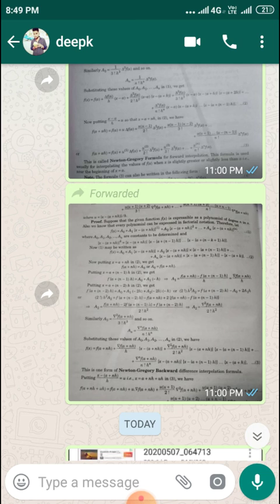Putting (x minus (a plus nh)) upon h equal to u, then x will be a plus nh plus uh. In 3 we have f(a plus nh plus uh) equal to f(a plus nh) plus u delta f(a plus nh) plus u(u plus 1) upon factorial 2 delta 2 f(a plus nh) plus u(u plus 1)(u plus 2) upon factorial 3 delta cube f(a plus nh) ..., and in this way we can write the nth term. This is the required form of the Newton-Gregory backward difference interpolation formula.